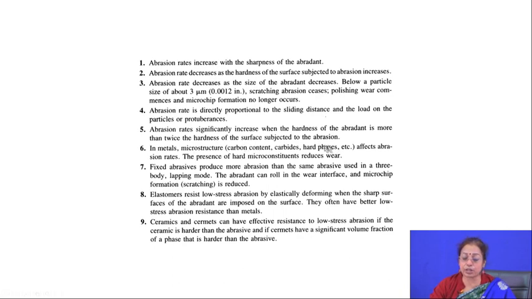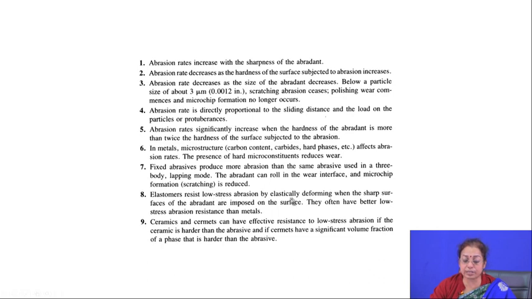In metals, microstructures play a very important role in determining the abrasion rate. The presence of hard microconstituents basically reduces wear. Then fixed abrasive produces more abrasion than the same abrasive used in 3 body lapping mode. So, basically if there are loose particles, naturally you will find that the rate will be lower than that of a particle which is hard in nature and fixed in nature.